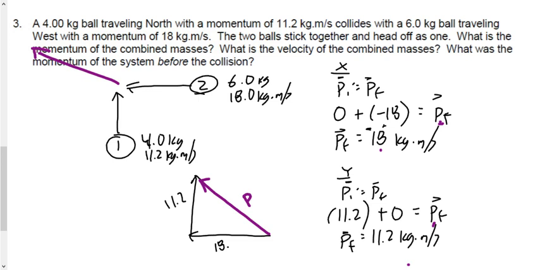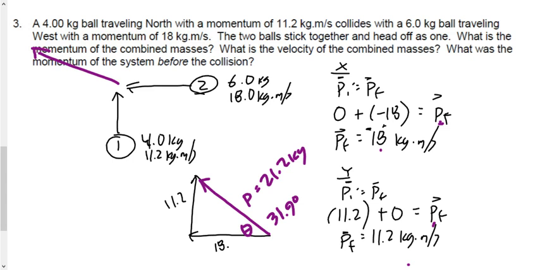When I do that, I should end up getting 21.2 kilograms meters per second. And when you find that angle, theta, it should work out to be 31.9 degrees north of west. All right?